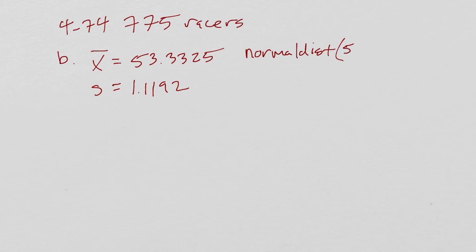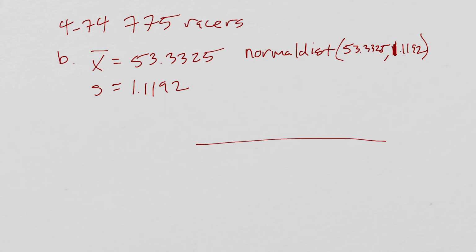Okay, and then we do our mean 53.3325, comma our standard deviation 1.1192. Okay, that's a 1 there, not a parenthesis. Okay, so that's what we type in, and then we're going to get another bell curve, right? Another normal distribution curve.